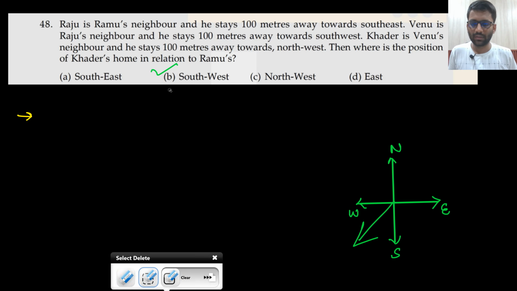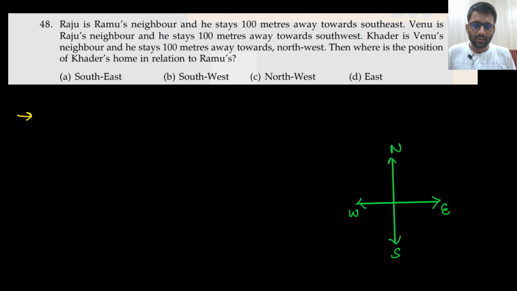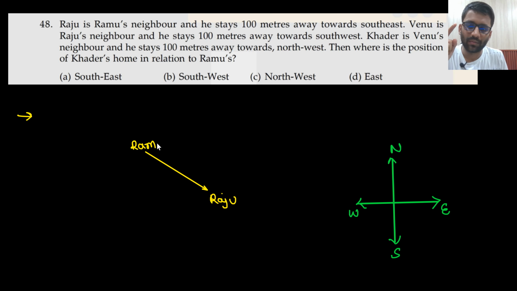Let's see this question. Raju is Ramu's neighbor and he stays 100 meters away towards southeast. This is southeast. Venu is Raju's neighbor, and he stays 100 meters southwest.